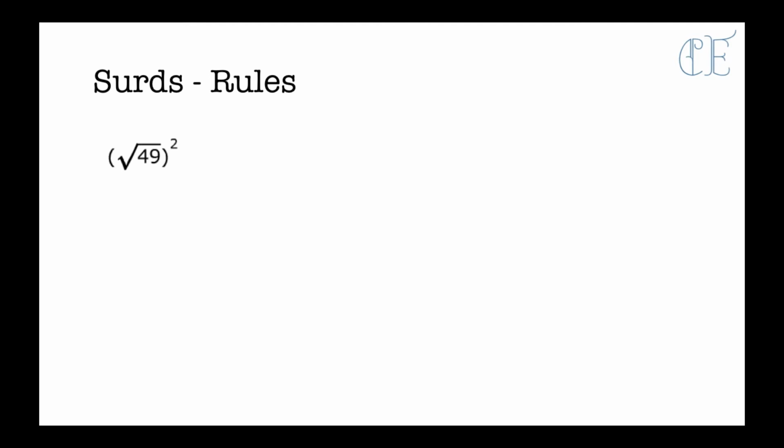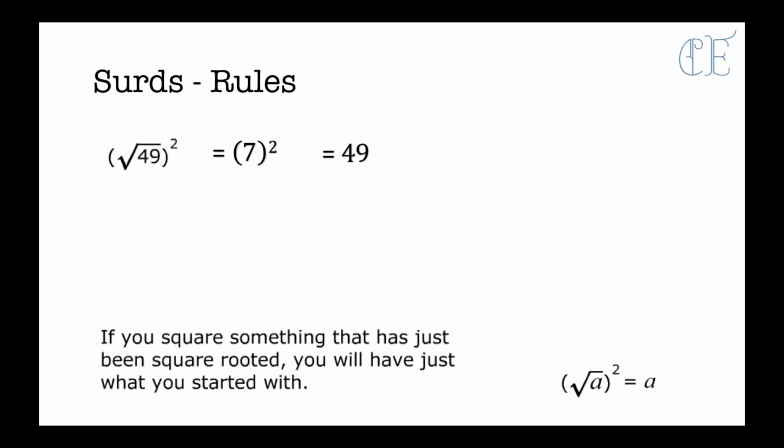When we have square roots like this, it's saying that the square root of 49 squared. Well, the square root of 49 is 7, and then 7 squared is 49. So actually, if you square something that has just been square rooted, you will have just what you started with.